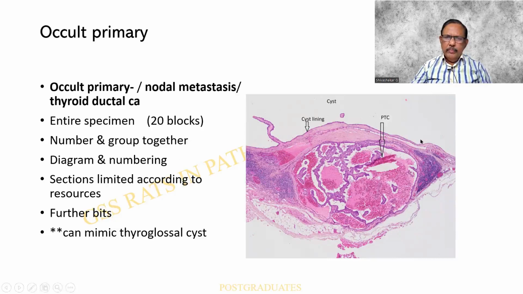Look at this one. There is a lymph node with a metastasis. And the same picture we can see right in the middle of a thyroid also. In which case, the entire specimen will have to be thoroughly studied once again. They have to be numbered, grouped, diagrammed, etc.